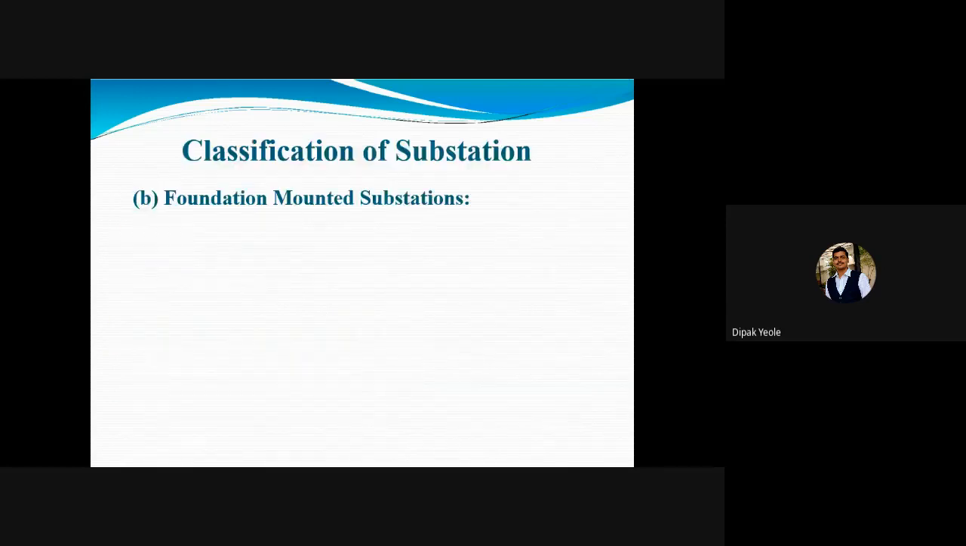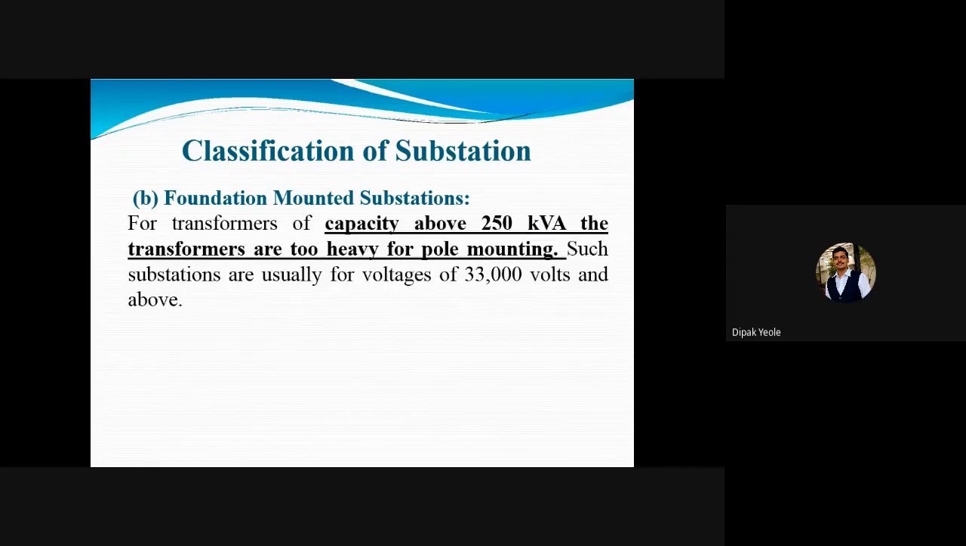The second type is the foundation mounted substation. You can see somewhere that we need a foundation for a particular transformer, so that can be called a foundation mounted substation. Transformers of capacity about 250 kVA are too heavy for pole mounting, so we have to choose the foundation mounted substation.